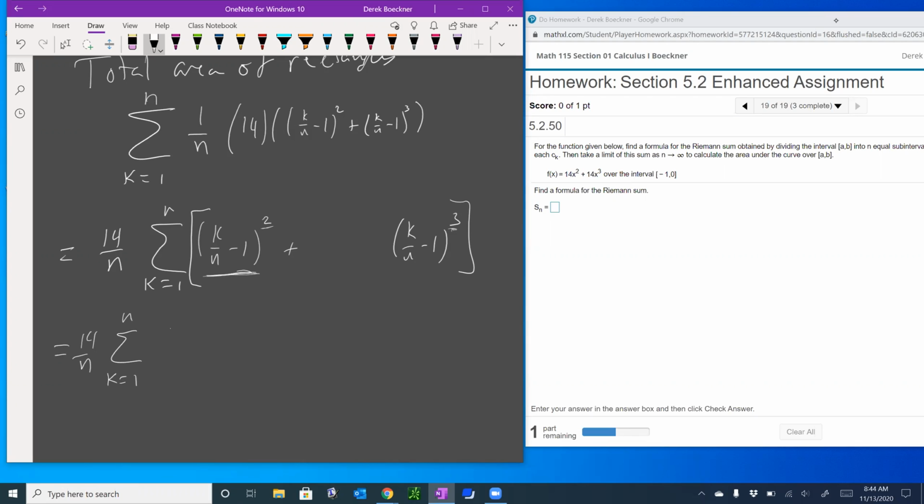Okay, so this thing squared is k squared over n squared minus 2 k over n plus 1. This thing cubed is k cubed over n cubed, minus, because of that minus sign, 3 k squared over n squared, plus 3 k over n minus 1.